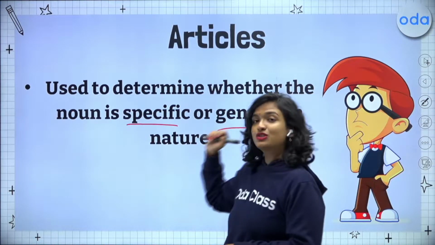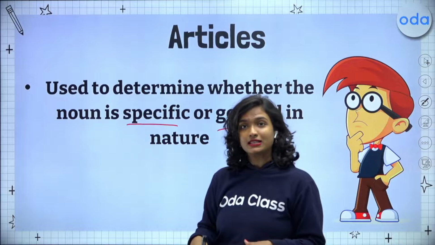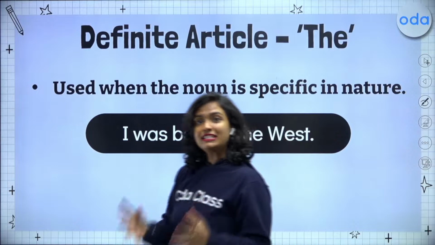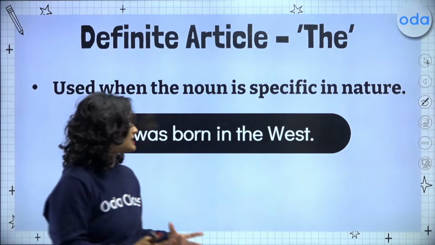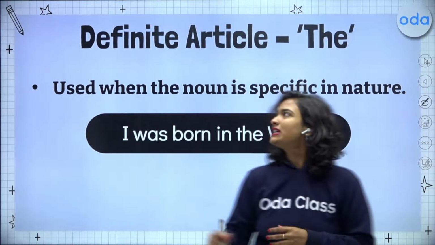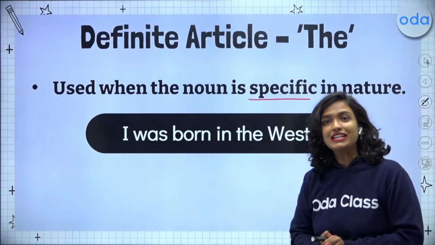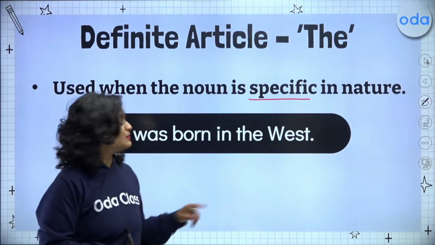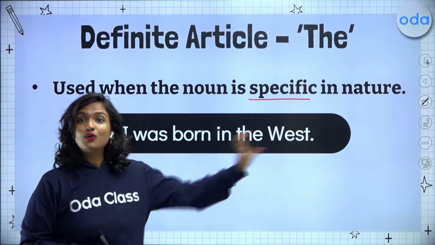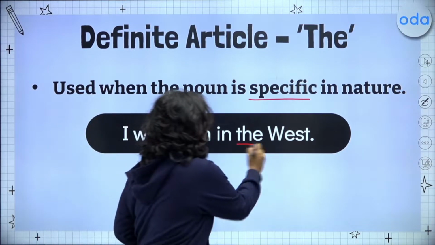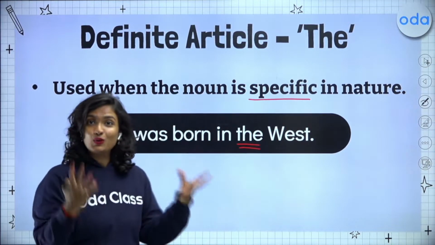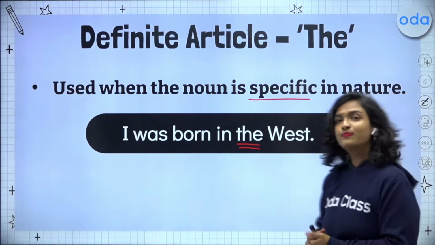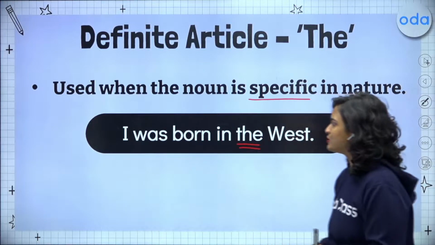And so using that, students, let's come to our two types of articles, right? Like I said, we have our first type of article, which is the definite article. Now, the definite article, students, is used to show that something is specific in nature. So like I said, the water bottle on the table is mine. Similarly, I was born in the West. So I am talking specifically about this one area, which is the West, which is why I use my definite article, the, right?